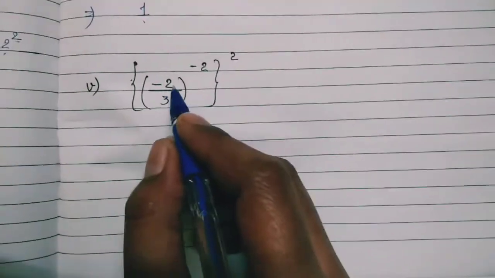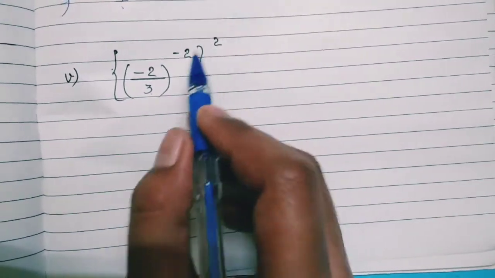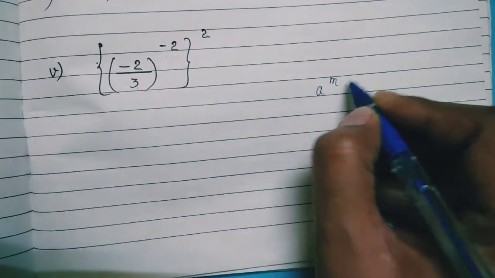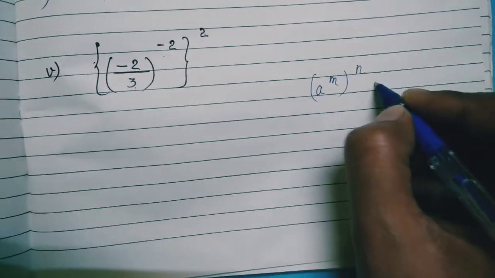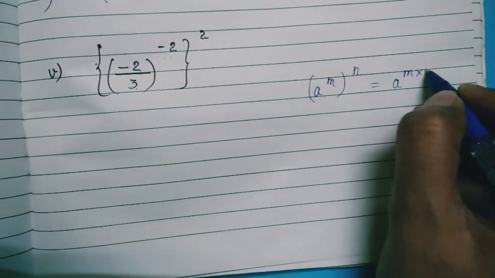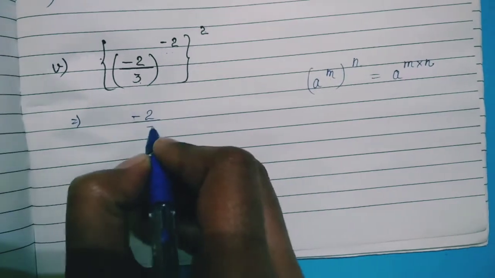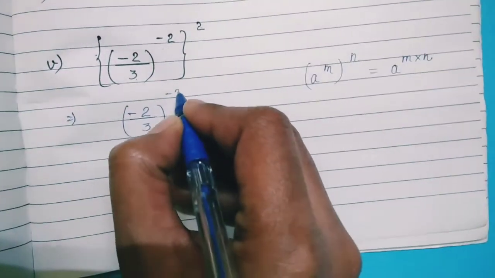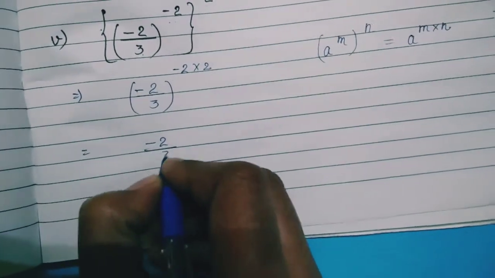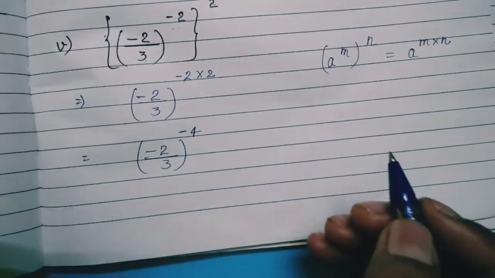Now the fifth one is (minus 2 by 3) power is minus 2, whole power is 2. So 2 times power is there, so we will simply solve using the identity which is a raised to the power m, whole power is n. Simply powers will multiply each other, so a raised to the power m multiply by n. So we will do the same here, (minus 2 by 3) whole power is minus 2 multiplied by 2. So what we will get here, (minus 2 by 3) whole power, 2 2s are 4 and minus.